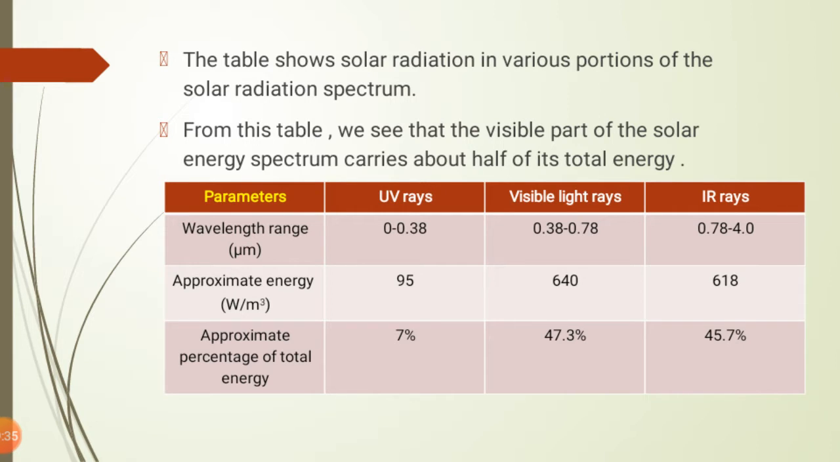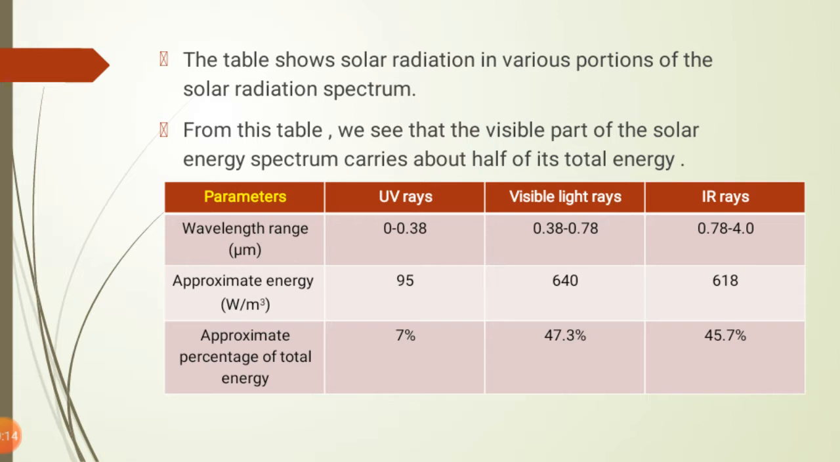Now there are different parameters for the UV rays, visible light rays and infrared rays. The first parameter is the wavelength range, in micrometers. The wavelength for UV rays lies between 0 and 0.38 micrometer, the wavelength for visible light rays lies between 0.38 to 0.78 micrometer, and for the IR rays, that is the infrared rays, it lies between 0.78 to 4.0 micrometer.